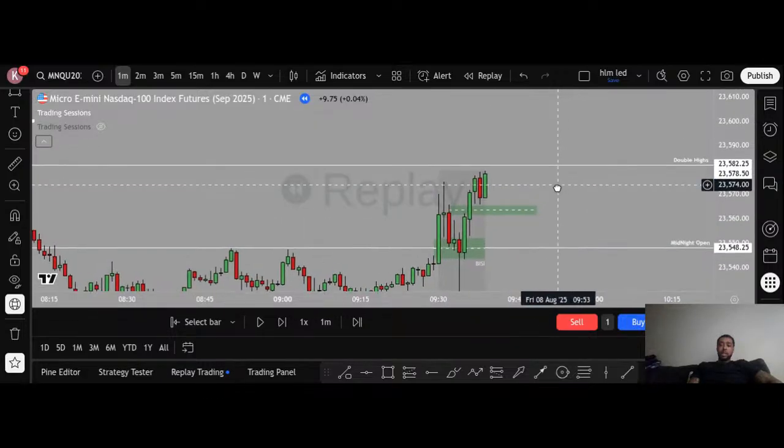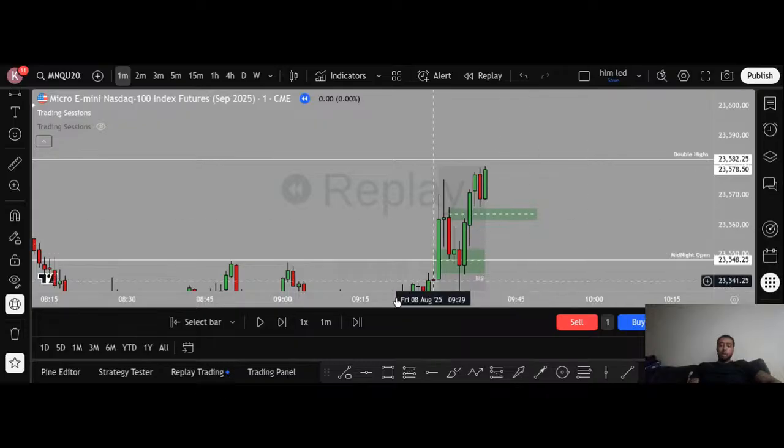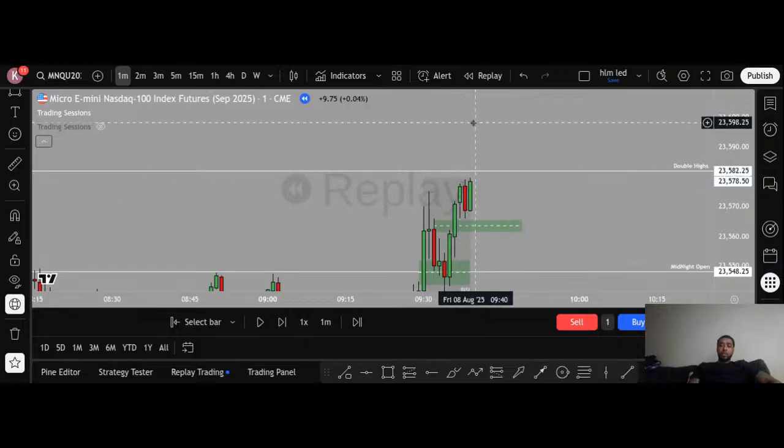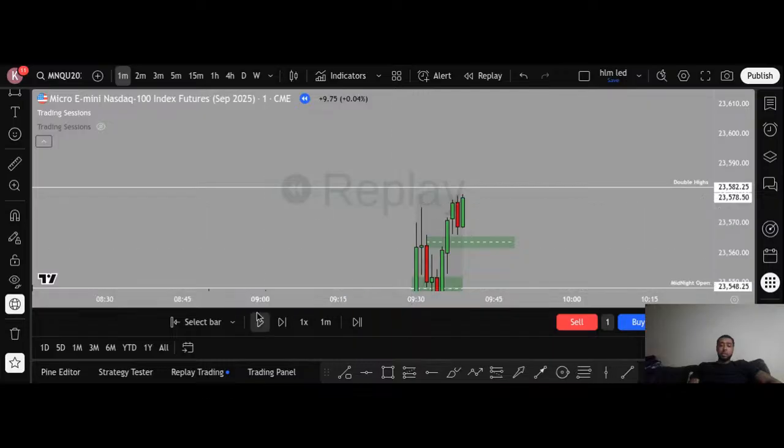Now I'm looking to see, do we actually respect it? Because I'm looking for nice displacement. There's still no trade here. I'm looking for displacement through these highs. I want to see if we have enough to go up higher. So I'm looking for nice momentum. Boom, right here.